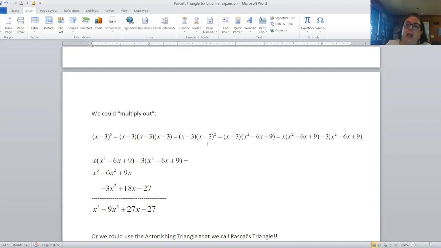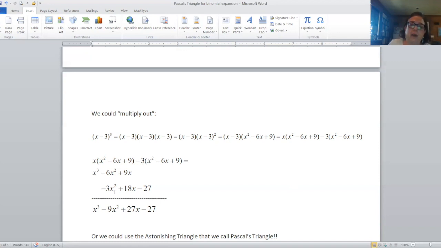Instead, we'll multiply the second pair first, expand it to a trinomial, x squared minus 6x plus 9. We still have to multiply by x minus 3. So we multiply the whole trinomial by x, and the whole trinomial by minus 3, and then we add everything together. X times x squared is x cubed, x times negative 6x is negative 6x squared, and x times 9 is 9x. Now we do the negative 3.